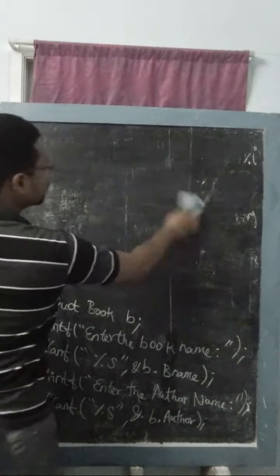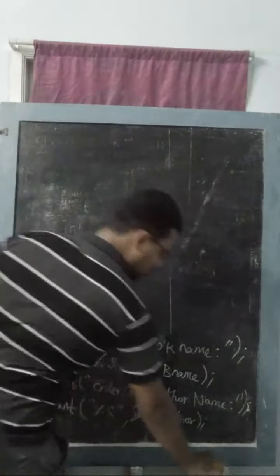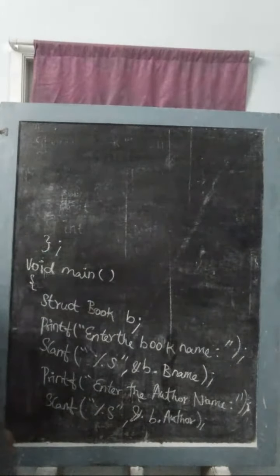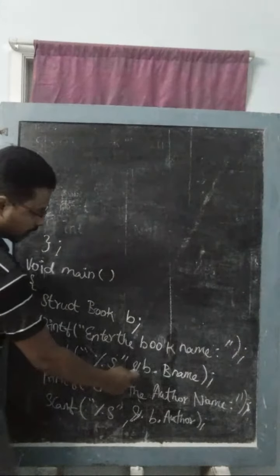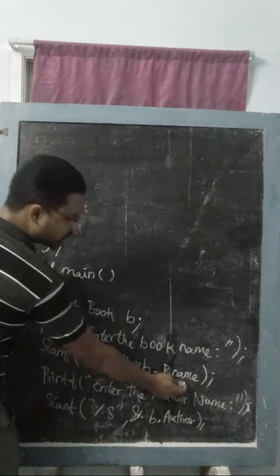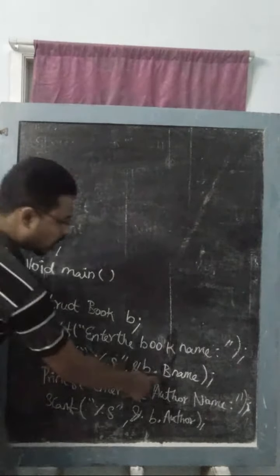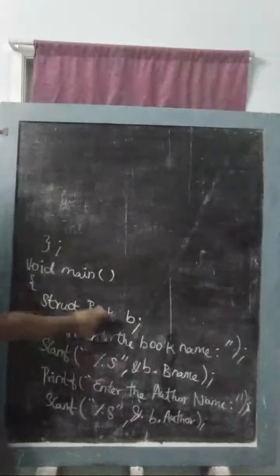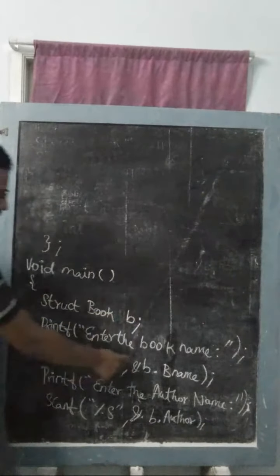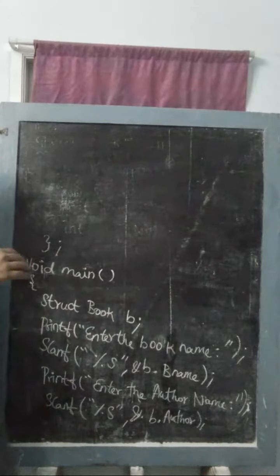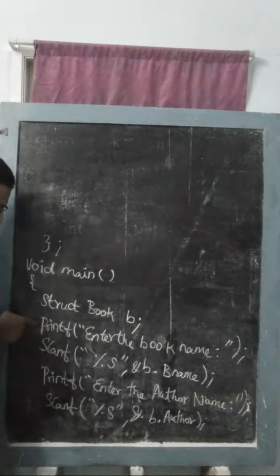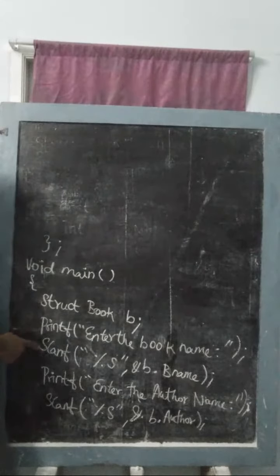Just continue this program. And what we have written today now: enter the book name. Percentage s, comma, address of B dot bname. What is B dot bname? B is an object of the book. With the help of the object only, we have to use the book name of the structure here. In the structure itself, we cannot get it. In the structure, we cannot use printf, scanf, etc.